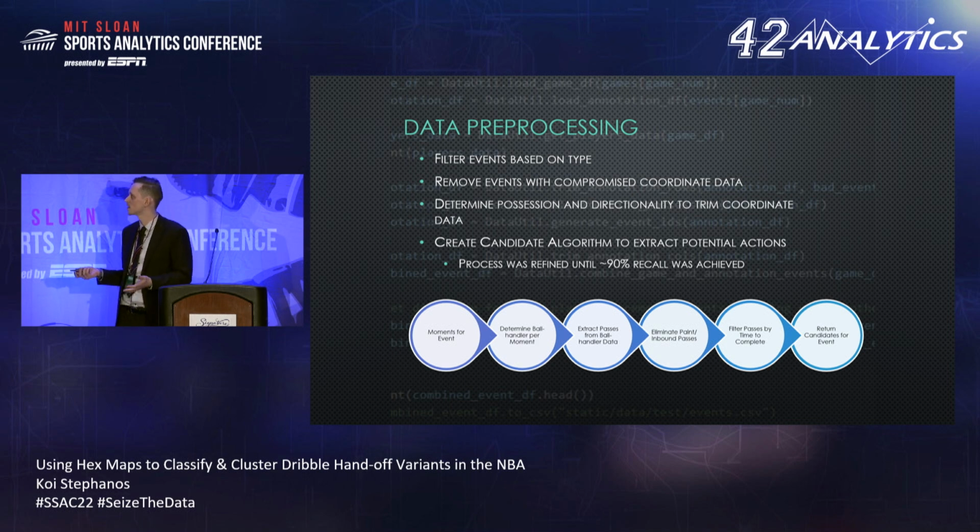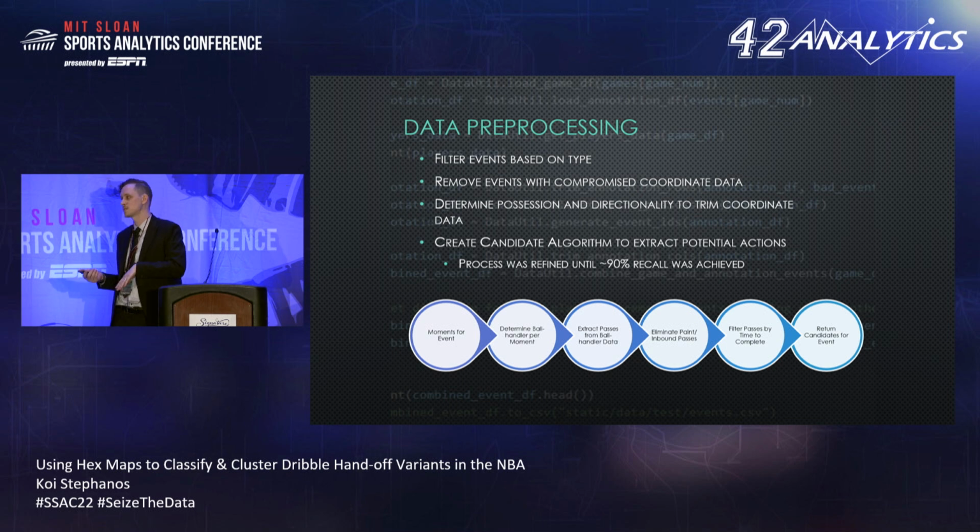So drilling into that pipeline a little bit more, first up is the pre-processing. We filter events based on type, and we remove anything with compromised coordinate data. So occasionally you'll see Tyson Chandler take a pull-up 3, and that's probably an issue with mismatching. Next we try to determine possession and directionality, trim coordinate data, and eliminate as much of the noise as possible, so we're looking at ideally just the little segment that we care about. And then the candidate algorithm comes in.